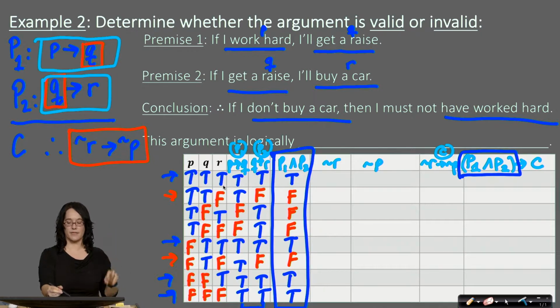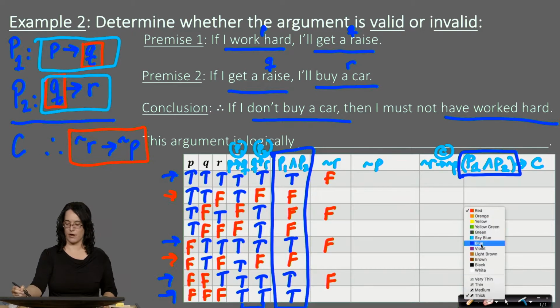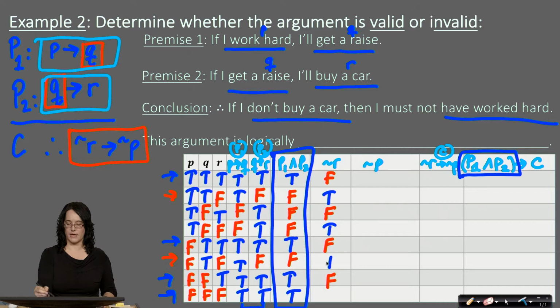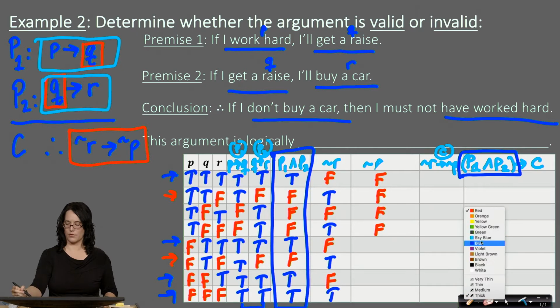So instead of TF, TF, TF all the way down, it should be FT, FT, FT, FT. That's the negation of R column. The negation of the P column, hopefully you just negated every entry in the P column. So instead of 4 truths and then 4 falsehoods, you'd have 4 falsehoods and then 4 truths. This is the negation of P. And so we're going to have 4 falsehoods followed by 4 truths.